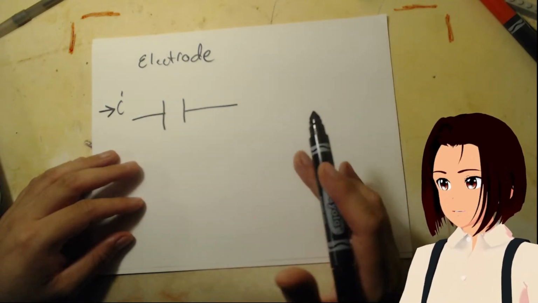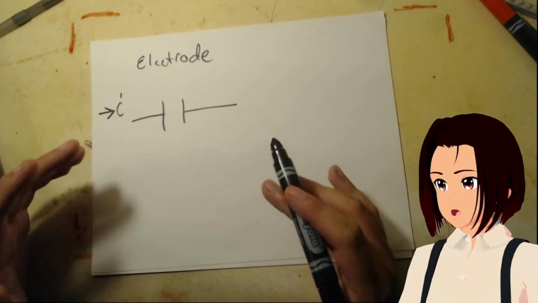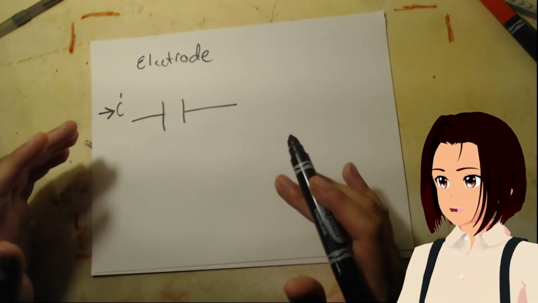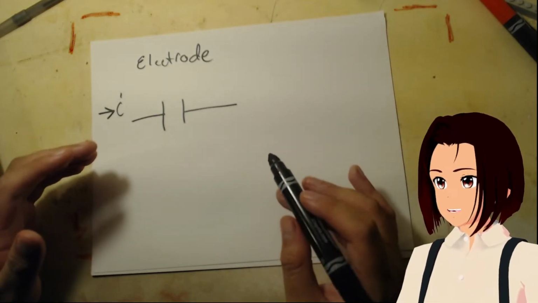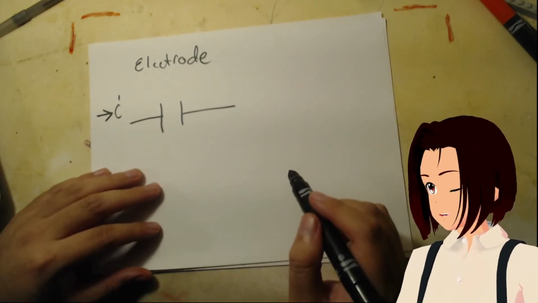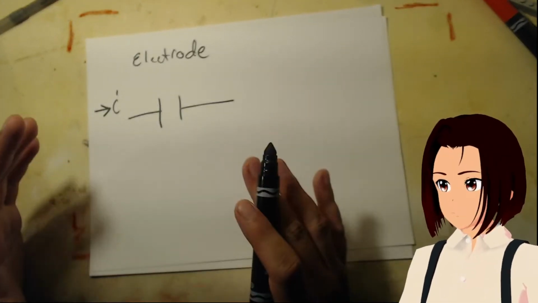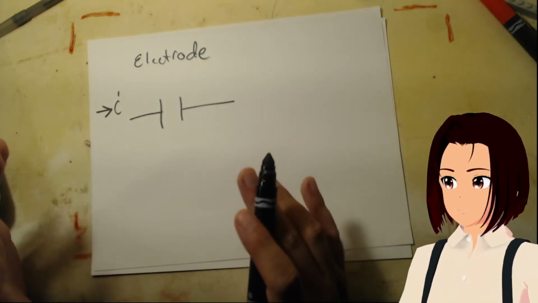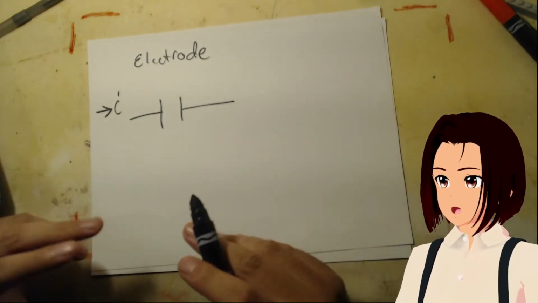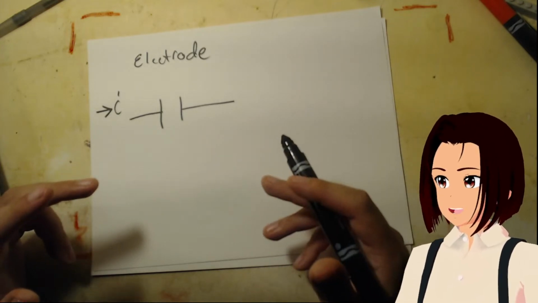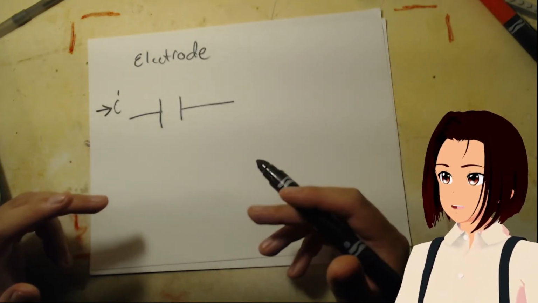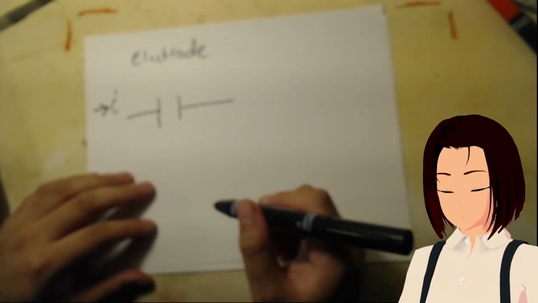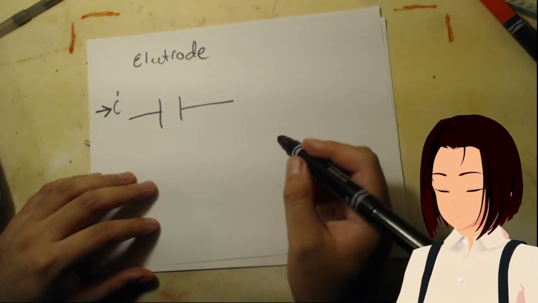And this is important because this is a precursor to the idea of an anode and a cathode. So the anode and the cathode are two electrodes that are doing something, and that something makes them become an anode and a cathode. So what is an anode?